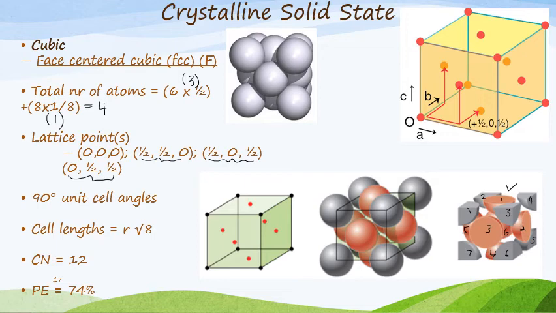The cell lengths are the square root of 8 times R. The coordination number is 12. And in most cases, this is the highest type of packing efficiency that we can get at 74%.